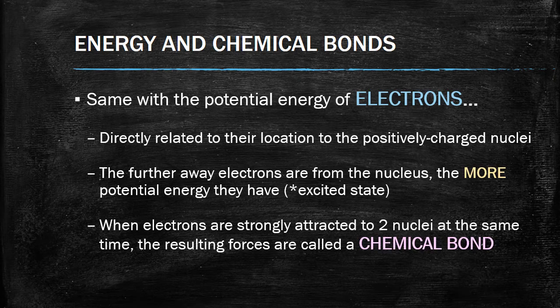When electrons are strongly attracted to two nuclei at the same time, the resulting forces are called a chemical bond. So when they're equally attracted to two nuclei, that creates the chemical bond between two different molecules.